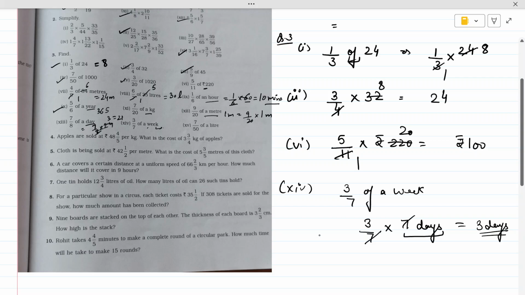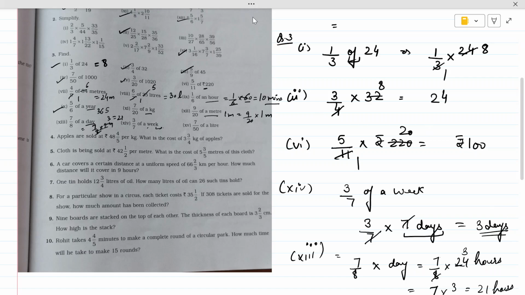Like how I have told you the question number 13, 7 by 8 of a day. Of a day means a day is equal to 24 hours. So 7 by 8 into 24 hours. This is equal to 7 by 8 into 24, we will do. This is equal to 3, 7 into 3 is equal to 21. The answer will be 21 hours. So we will always have to write the units which we are considering.